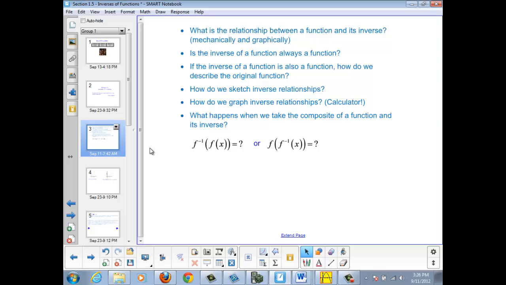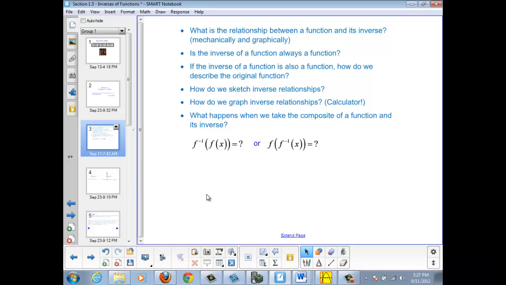Third, if the inverse of a function is also a function, how do we describe the original function? What terminology would we use? How do we sketch inverse relationships? Even better, how do we graph inverse relationships? And finally, what happens when we take the composite of a function and its inverse? So f inverse of f of x is equal to what? Or f of f inverse of x is equal to what?